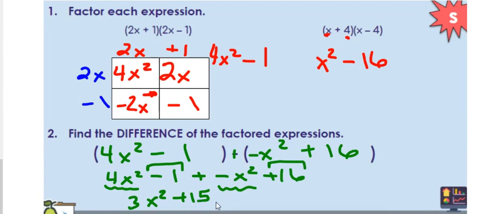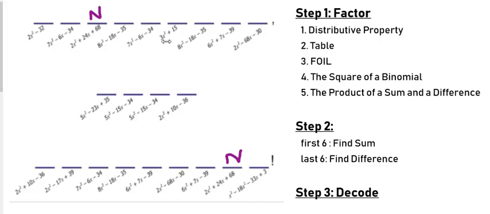My last step is to do the decoding. So I'm looking for anywhere where 3x squared plus 15 is, and I'm going to put an s. So I can see my 3x squared plus 15 here. So I'm going to write my s into the decoder. At the very end, you should have a complete message here.